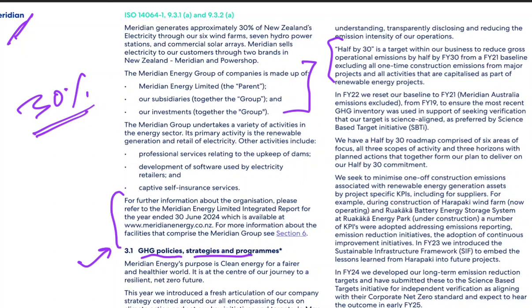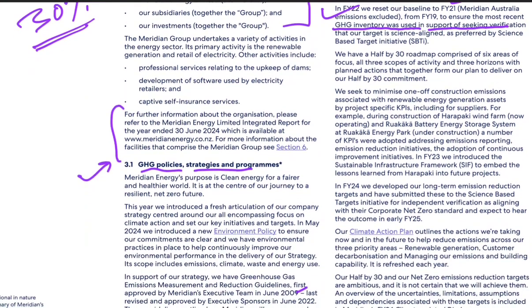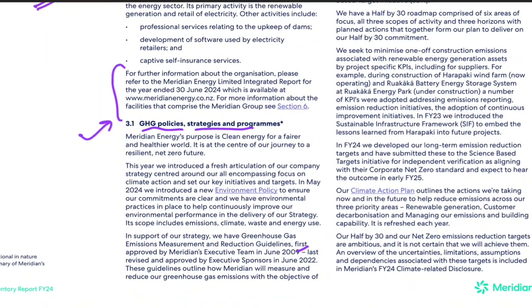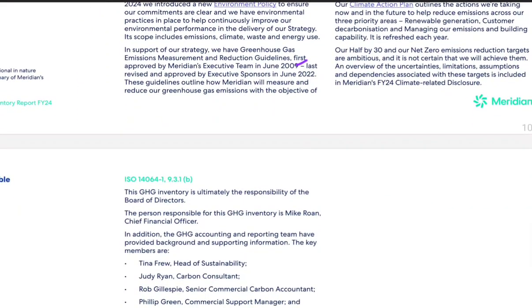Half by 30 is a target within our business to reduce gross operational emissions. In financial year 22 we also set the baseline to 21, where Meridian Australia emissions were excluded, and it was also used in support of seeking verification that our target is SBTi, as preferred by the Science Based Targets Initiative. So these are very key, important pieces of information about the report available here.